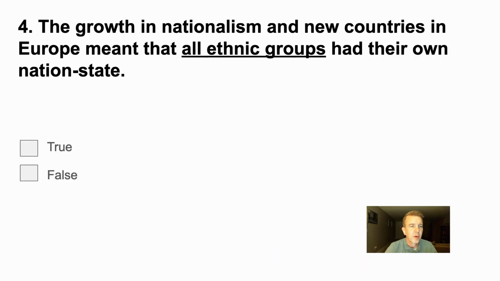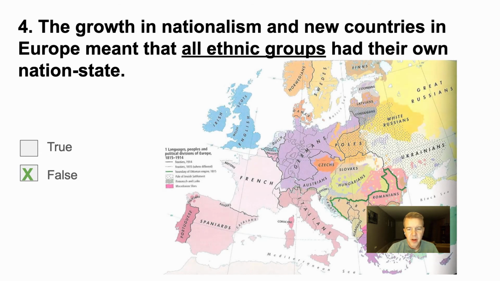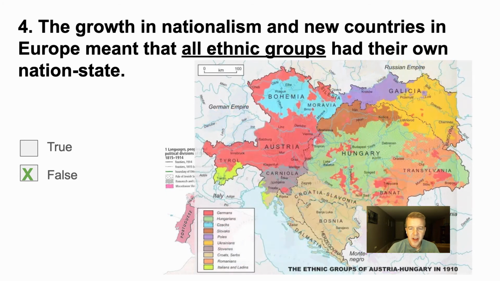Okay, moving on here. Number 4, the growth of nationalism in new countries in Europe meant that all ethnic groups had their own nation state. That is false. If you look here, this is a map that shows the countries, and then the coloring is showing ethnic groups, and you can clearly see these overlap many of the different countries. And the worst case of this was in the Austro-Hungarian Empire. Look at the sheer number of different ethnic groups: Germans, Hungarians, Czechs, Slovaks, Poles, Ukrainians, Slovenes, Croats, Serbs, Romanians, Italians, and Ladins. All kinds of ethnic groups there.